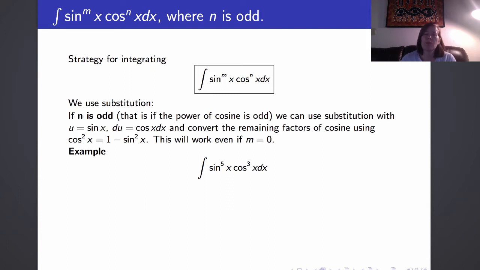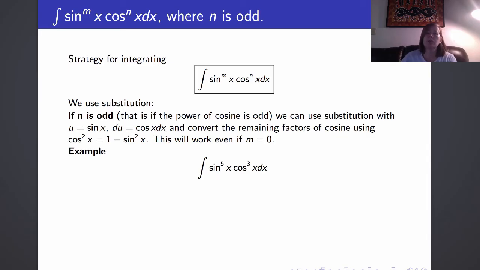And of course, if we make that substitution, du is cosine of x dx, and we can split off that single cosine for du, and the remaining powers of cosine are even, and we can convert cosine squared to 1 minus sine squared. This will work even if the m is 0. Let's look at an example.